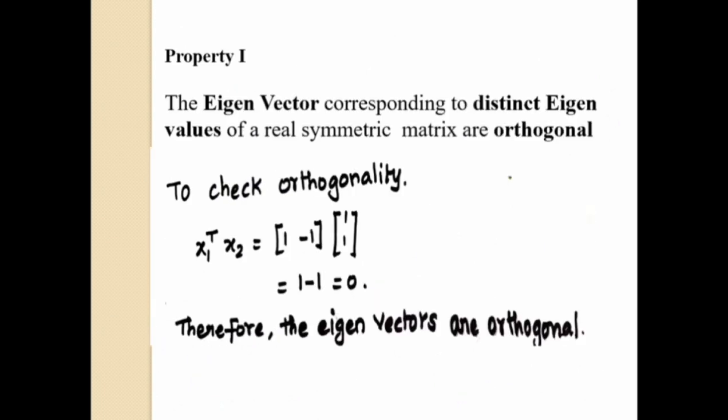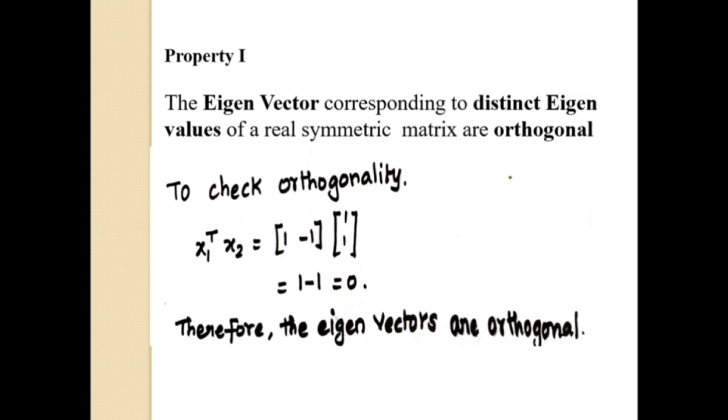Now, the first property: the eigenvectors corresponding to distinct eigenvalues of a real symmetric matrix are orthogonal. I repeat the property, the eigenvectors corresponding to distinct eigenvalues of a real symmetric matrix are orthogonal. Let me take the previous example. In the previous example, x1 and x2 are the vectors and the given matrix is a real symmetric matrix. So, for that, I am going to check the orthogonality.